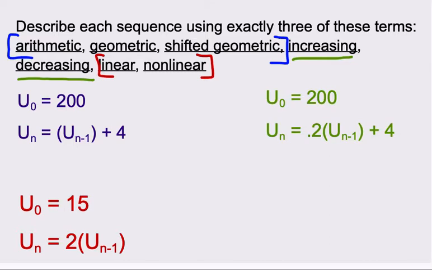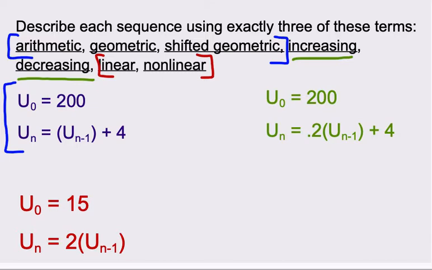And hopefully you'll see some patterns. Arithmetic will be linear, geometric will be nonlinear, and shifted geometric will be nonlinear. So there are little shortcuts and pairings that hopefully you'll start to connect. So look at this first one. U sub 0 equals 200. U sub n is the previous term plus 4. U sub n minus 1 plus 4.